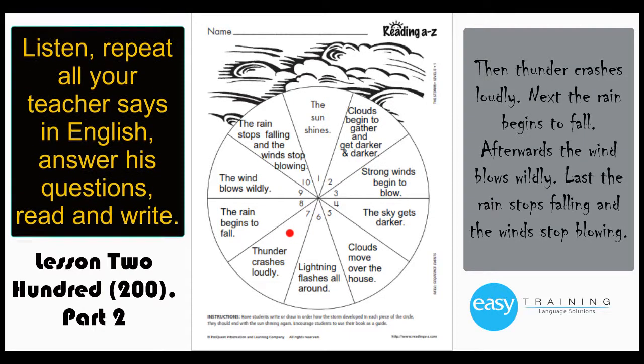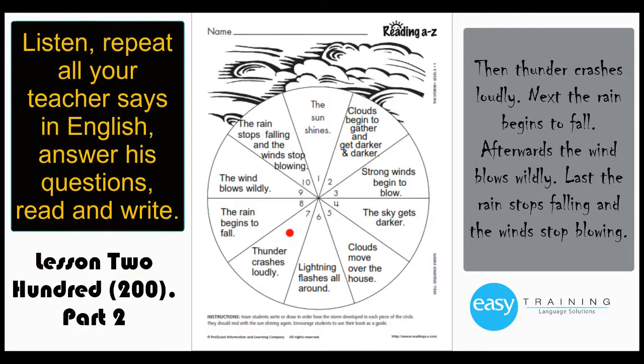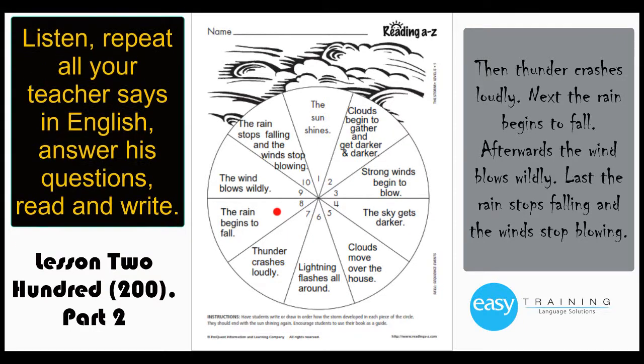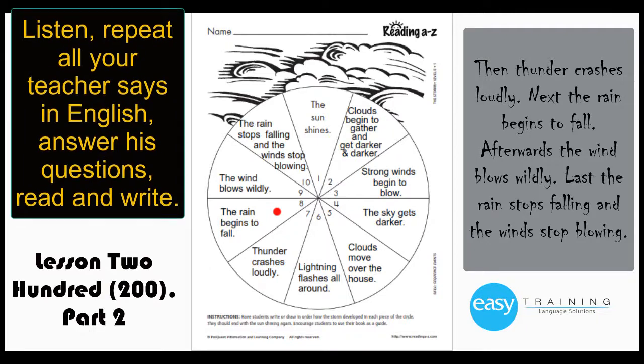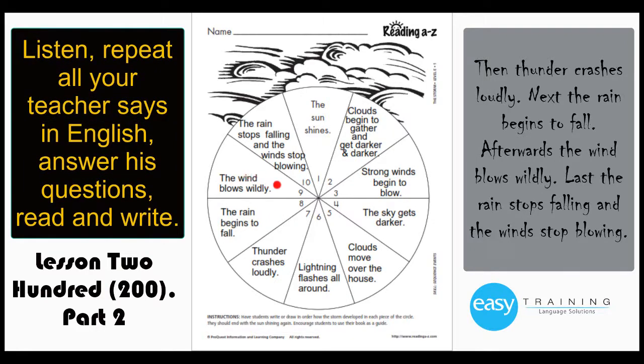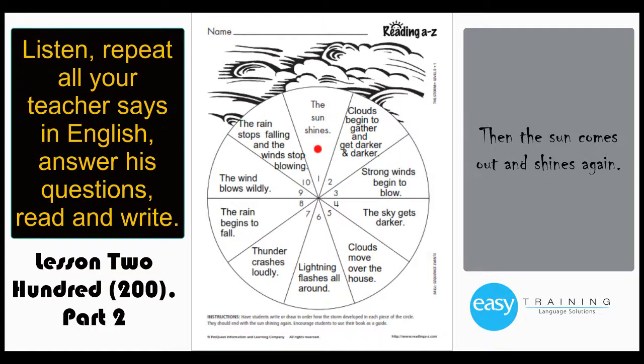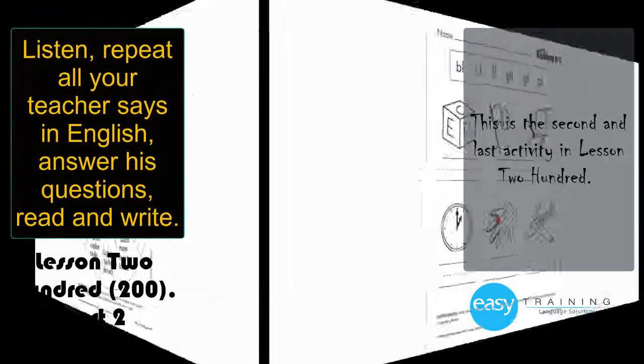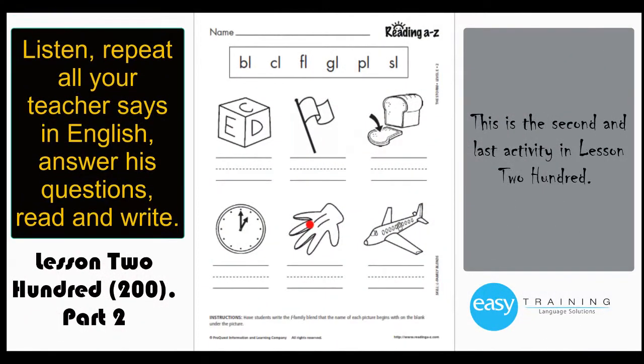Then, thunder crashes loudly. Next, the rain begins to fall. Afterwards, the wind blows wildly. Last, the rain stops falling and the wind stops blowing. Then, the sun comes out and shines again. This is the second and last activity in lesson 200.